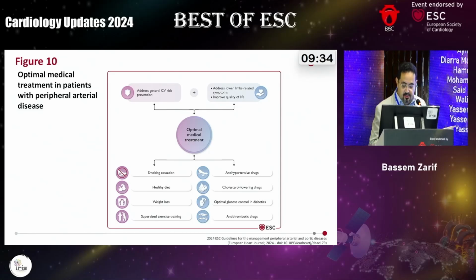And this is the optimal treatment. Here is where the antithrombotics come in, but we have to think globally about optimal management of our patients, going to revascularization as a part, and adequate medical treatment, starting with controlling cardiovascular risk factors: smoking cessation, healthy diet, weight control, and supervised exercise, and medications for hypertension, cholesterol, and optimal glucose control, and finally, to tailor the antithrombotic treatment.